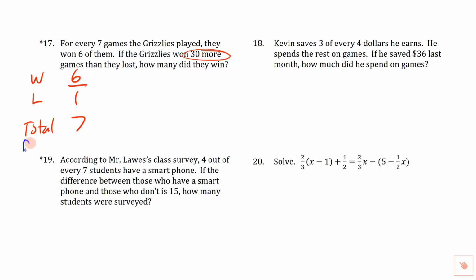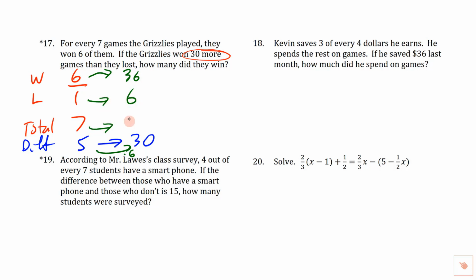So instead of doing the total, I'm going to do the difference. The difference is 5. And they're telling us that the difference is 30. They won 30 more than they lost. So let's think about what the scale factor would be here. So the scale factor on this one would be 6. So let's times these by 6. So if I times by 6, I end up with 36. If I times by 6, I end up with 6.